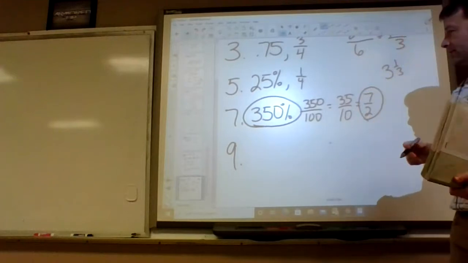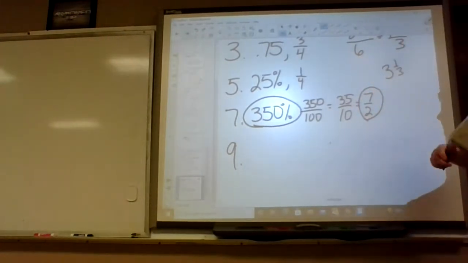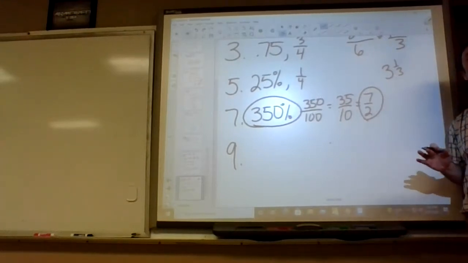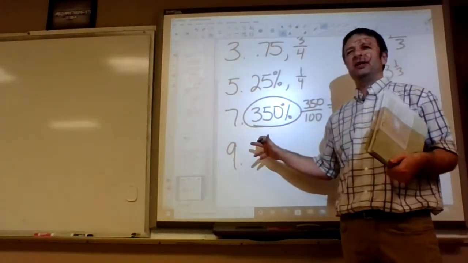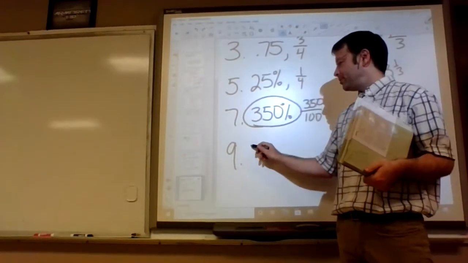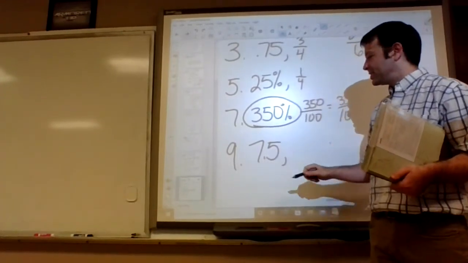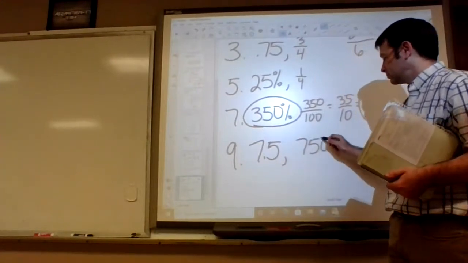Number 9, 15 over 2. Let's start with decimal. How do I turn 15 over 2 into a decimal? 15 divided by 2. You guys maybe do that. 7.5. And percent now. 750%. Oh my god.